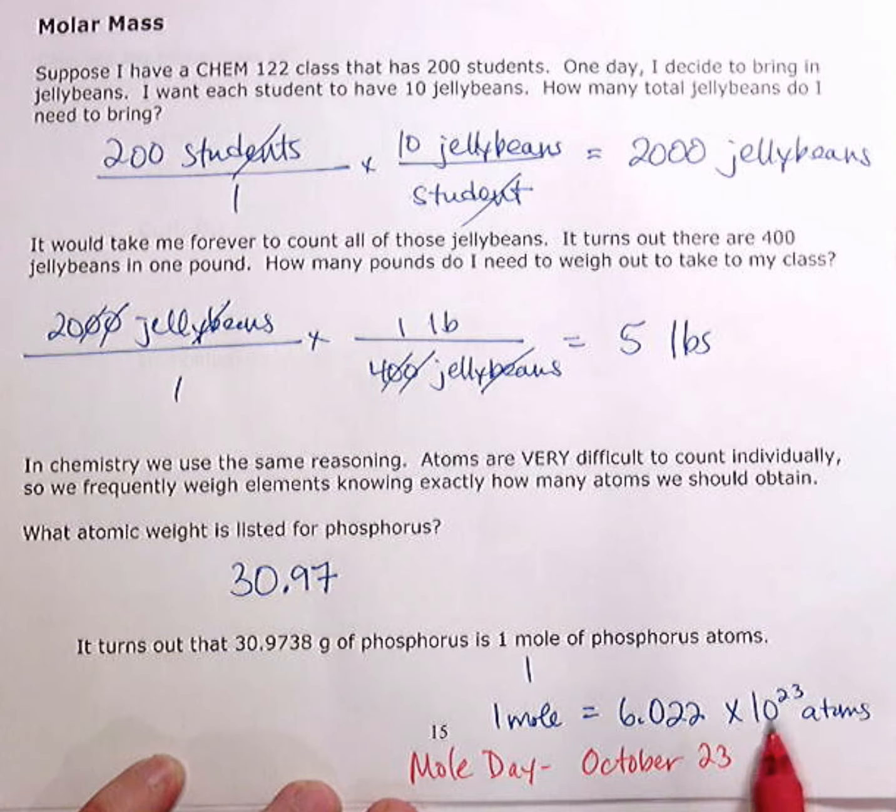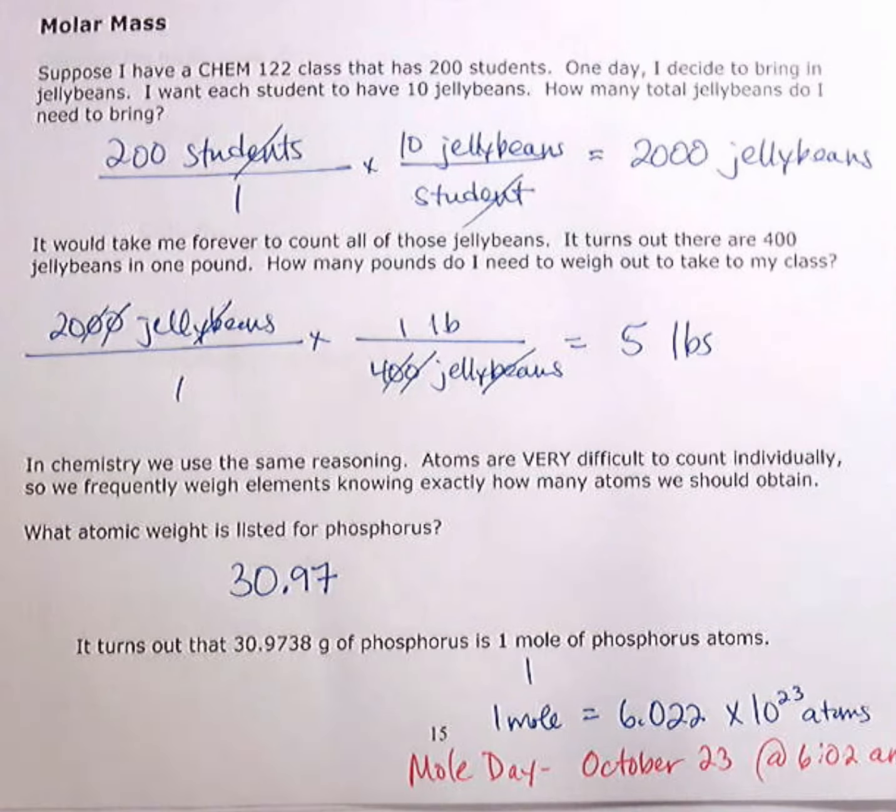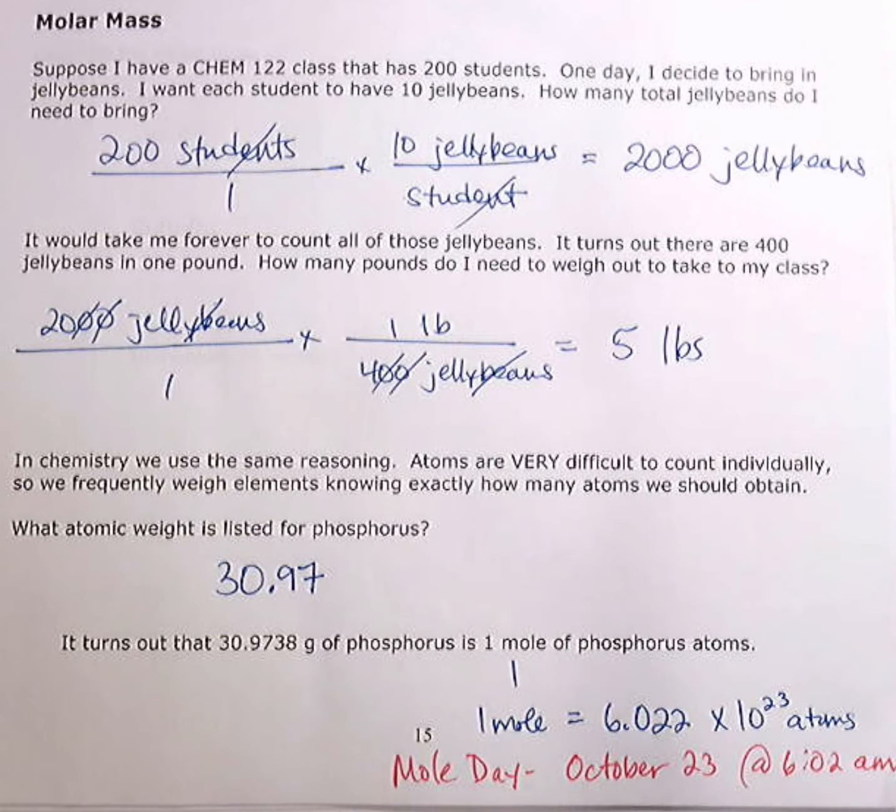So you get that from 10 to the 23rd. And it starts at 6:02 a.m. Sorry, I always joke around with students that you could try to eat a mole of donuts on Mole Day, starting at 6:02 a.m. on October 23rd. I don't think you would get very far because a mole of donuts is a ton of donuts.